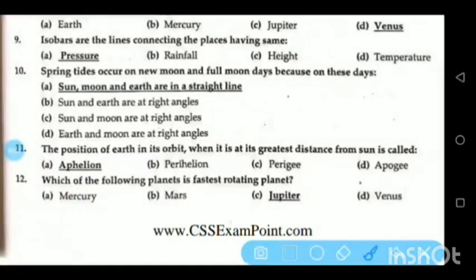Isobars are the lines connecting the places having same pressure. Spring tides occur on new moon and full moon days because on these days Sun, Moon and Earth are in the straight line. The position of Earth in its orbit when it is at its greatest distance from Sun is called aphelion. Which of the following planets is fastest rotating planet? Jupiter.